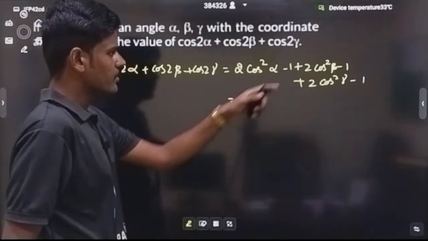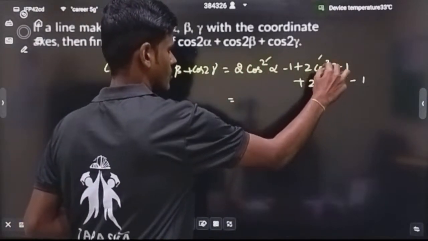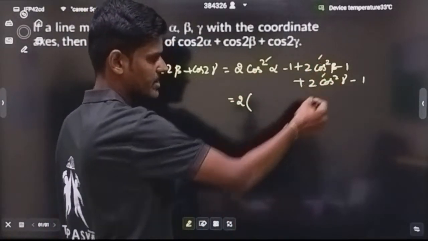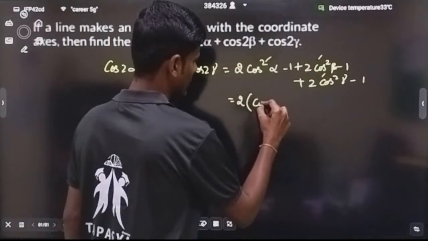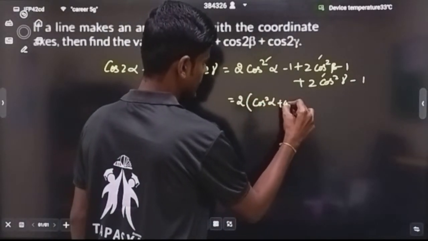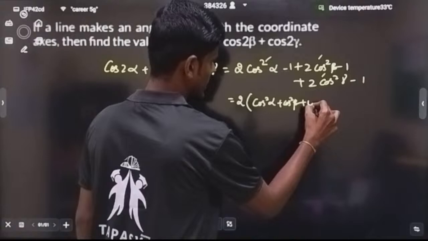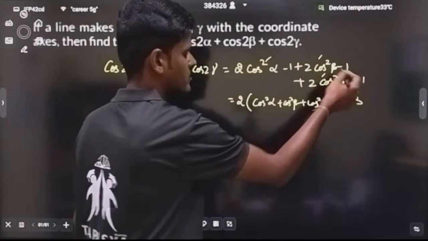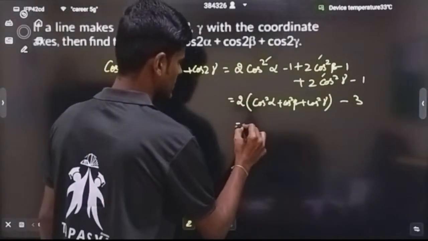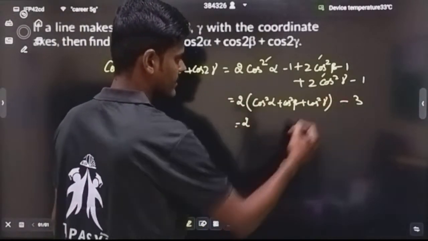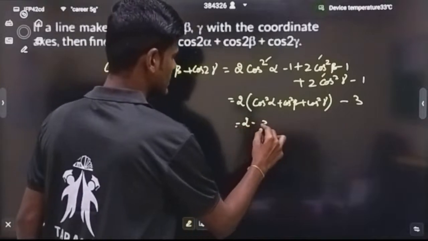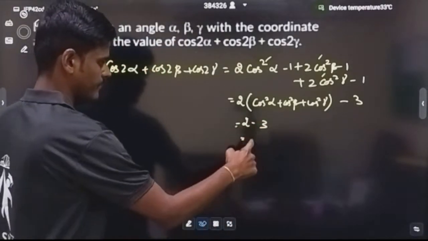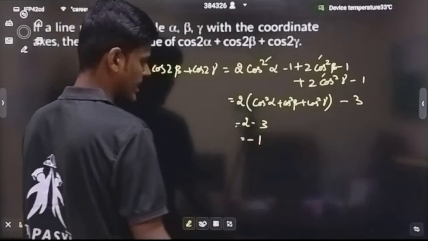Now we can take 2 common from these terms, that will be 2 times cos square alpha plus cos square beta plus cos square gamma, minus 1 minus 1 minus 1, that is minus 3. So this is equal to 2 into 1 minus 3. So the answer is minus 1. What is the required answer? Minus 1.